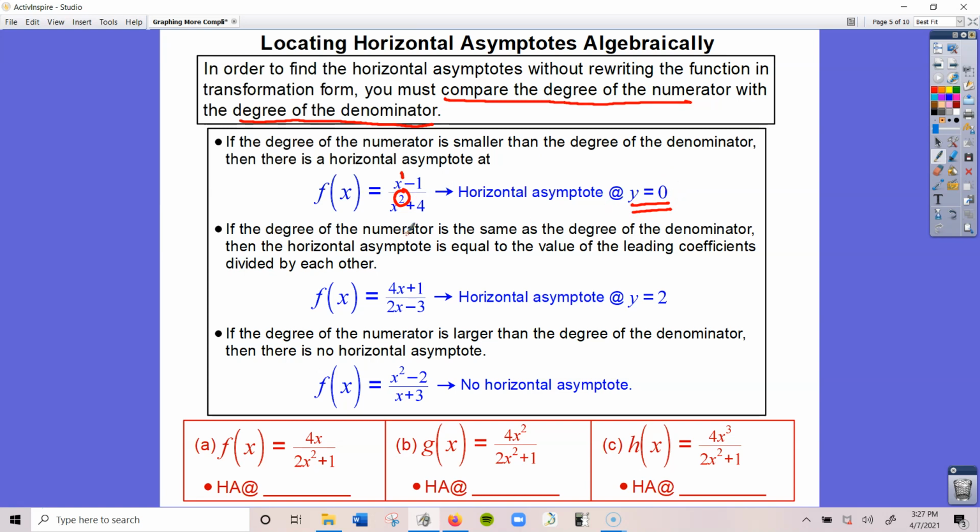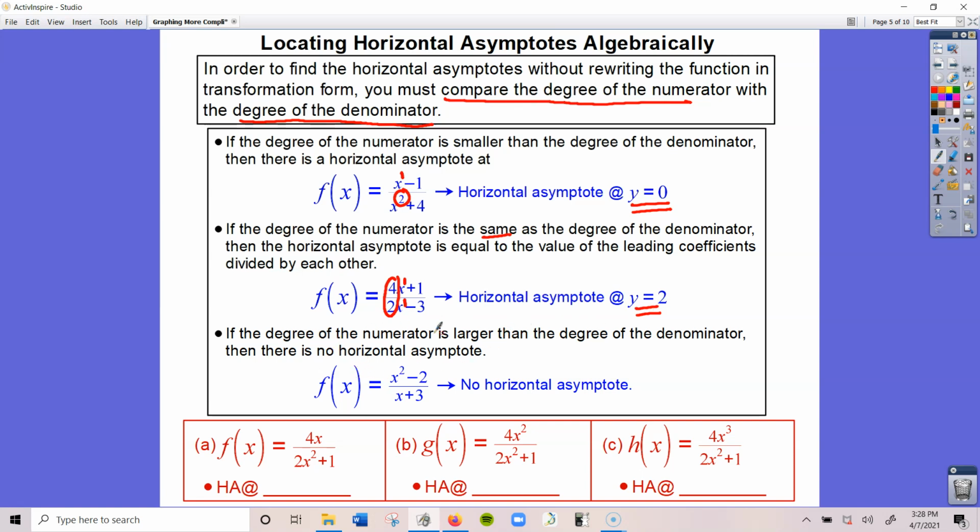Now, if the degree of the numerator is the same as the degree of the denominator, then the horizontal asymptote is equal to the value of the leading coefficients divided by each other. Let's look at this one here. The degree of the numerator is 1. That's my highest exponent. The degree of the denominator is also 1. So what we do is ignore everything else. We're just going to divide the coefficients that are attached to those x's. 4 divided by 2 is 2. So that's why we would have a horizontal asymptote there at y is equal to 2.